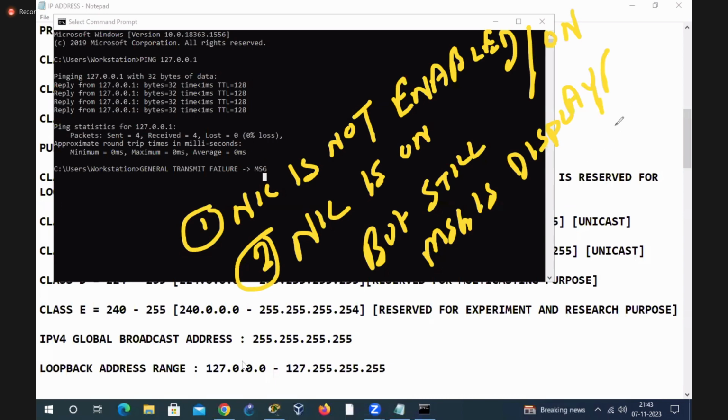It means that at the very hardware level, you have some problem. Your NIC hardware itself has some issue. Maybe some pin is broken, or maybe the slot where the card is connected in the motherboard has some problem. These are hardware level issues that you can face if your NIC is on but you are still getting this message.